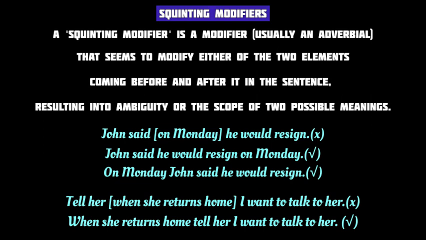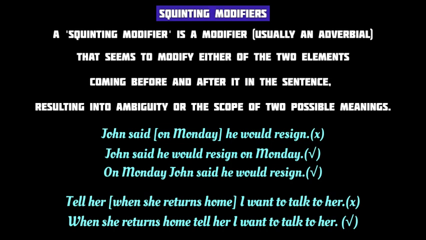Similarly, in the sentence "Tell her when she returns home I want to talk to her," the adverbial clause "when she returns home" is a squinting modifier. Why? Because this sentence may have two possible meanings. One, I have to tell her the message when she returns home. Two, you want to talk to her when she returns home.